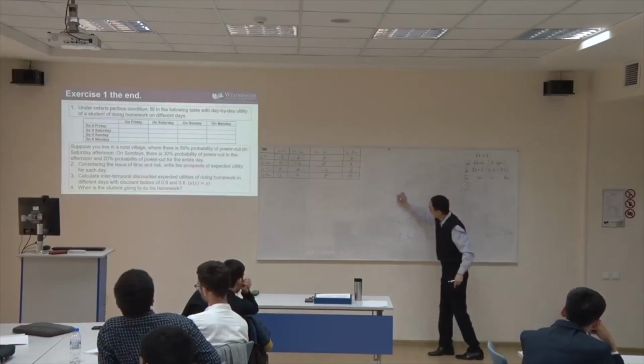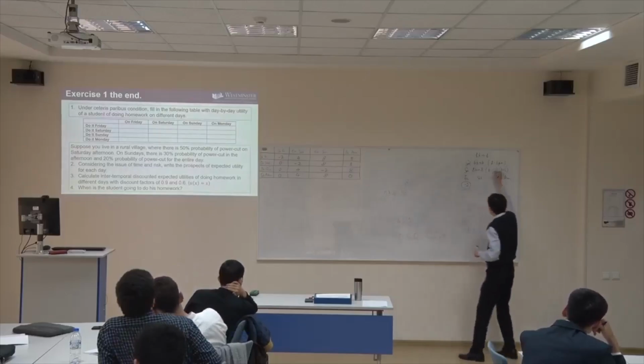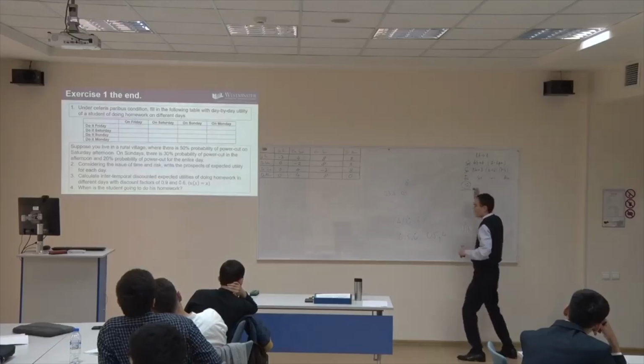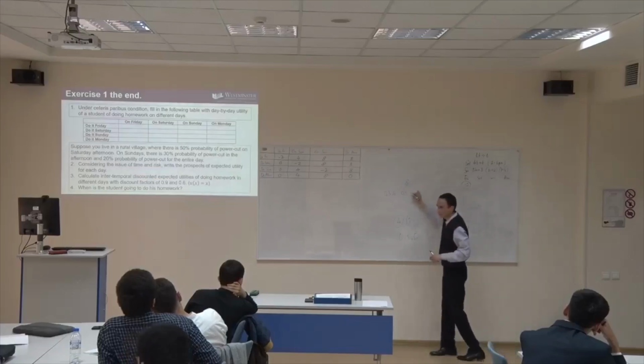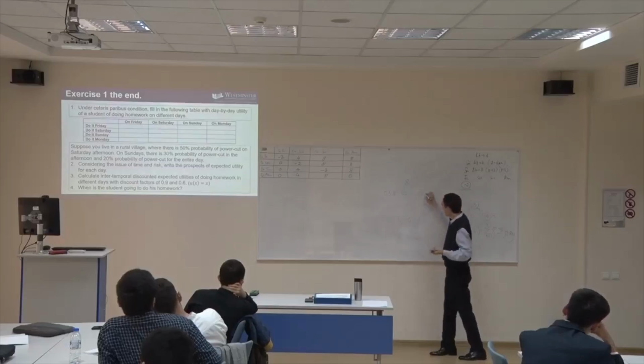So how much utility can I get? 4. There is 20% probability that for the whole day there will be no electricity. I cannot play in both the morning and the afternoon. Then it will be 0. And what about the remaining 50%? 8. Because the other 50% says that for the whole day there will be electricity. So then I can get utility of 8. I think you understood, right?